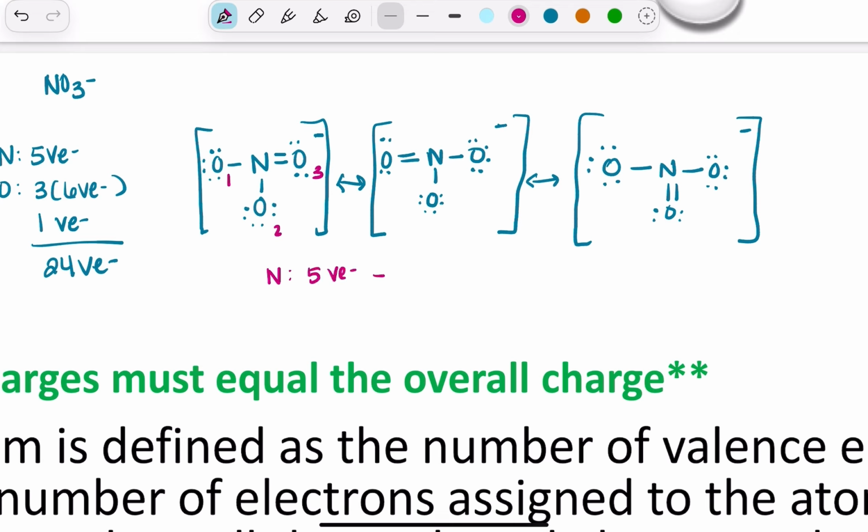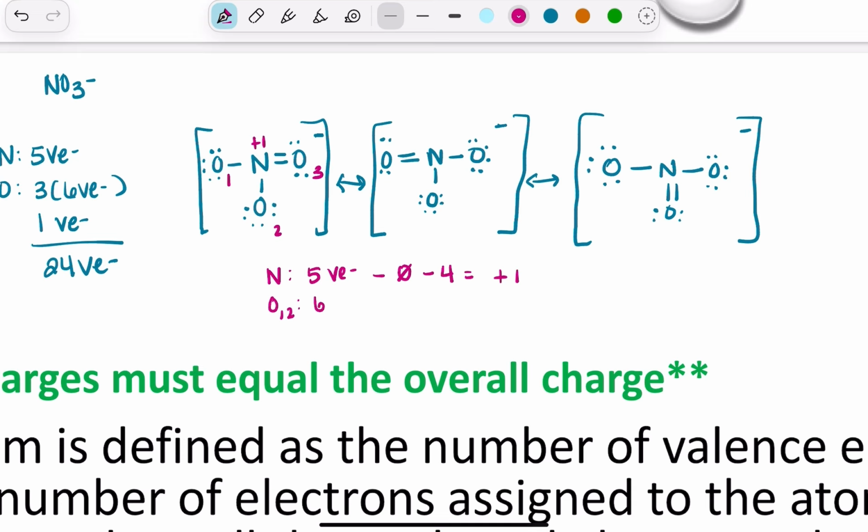Nitrogen has 5 valence electrons. I'm going to subtract 1 for every dot that is only on the nitrogen. It doesn't have any dots. Remember, each dot represents 1/2 of a lone pair of electrons. So it doesn't have any dots, so we subtract 0 for that. And then I'm going to subtract 1 for every line on the nitrogen. The nitrogen has a +1 formal charge.